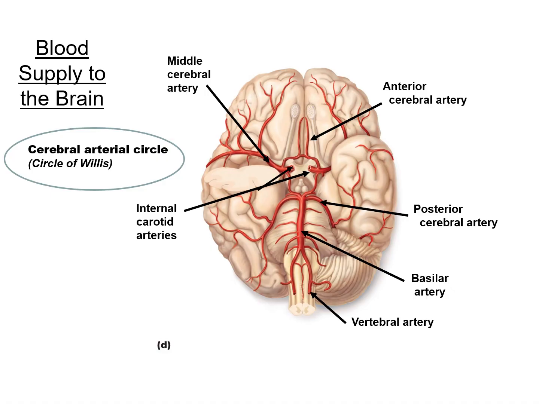We do have some specific arteries that we want to know in and around the brain. First of all, you have an anastomosis here coming off of the internal carotids. It's called the circle of Willis. And you have these cerebral arteries. You've got a couple of them. You've got a middle, an anterior, and a posterior, all coming off the circle of Willis.